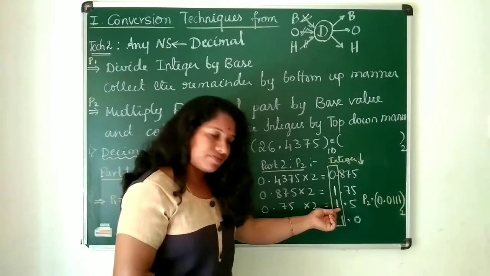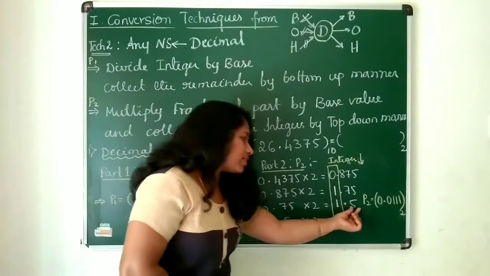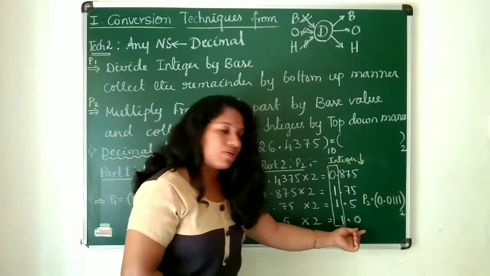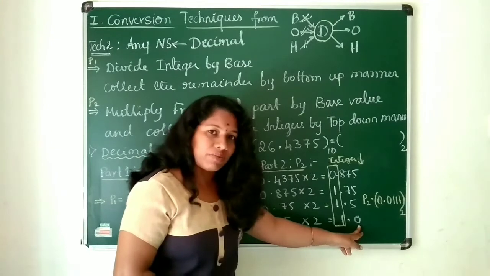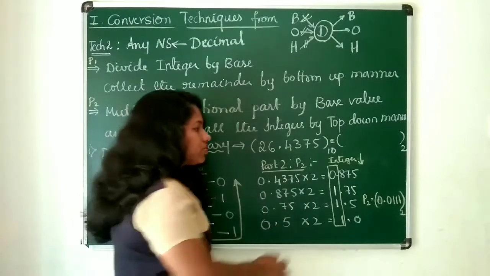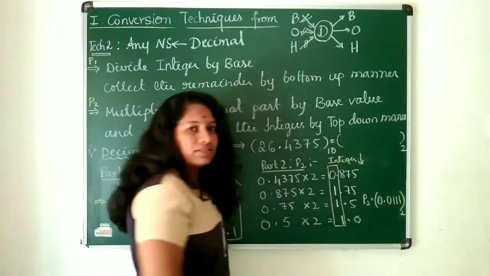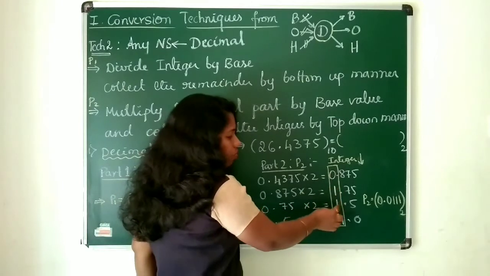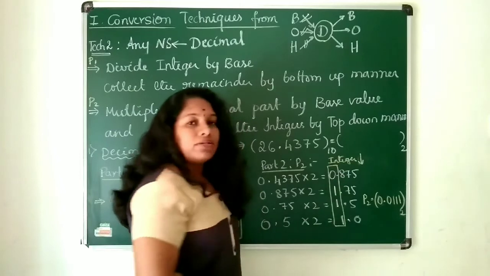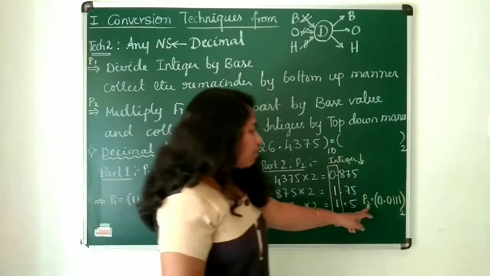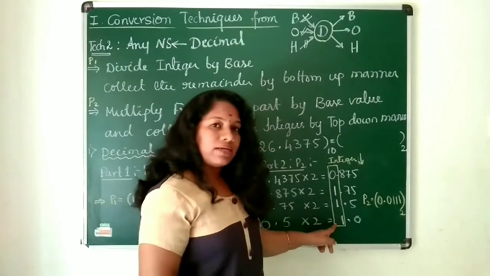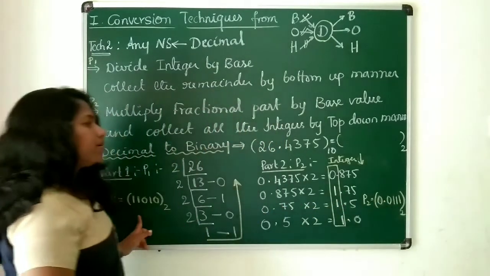Again multiply the fractional part here. 0.5 into 2, you will be getting 1.0. Now further multiplication cannot be done because the fractional part is 0 here. Now what you need to do? You need to collect all the integer parts of these answers. So here 0 1 1 1 is the answer, because here you need to take the answer from top to bottom manner, so that the part 2 will be giving you 0.0111. So combine these two, you will be getting the converted value for binary.